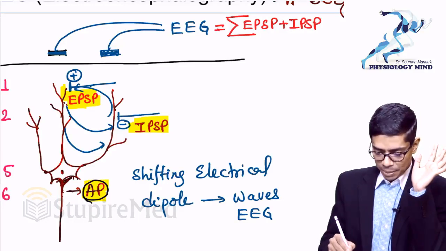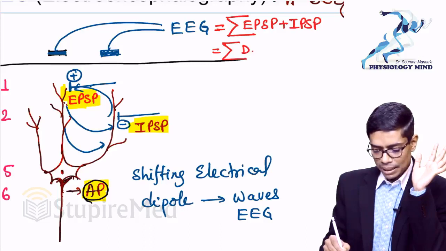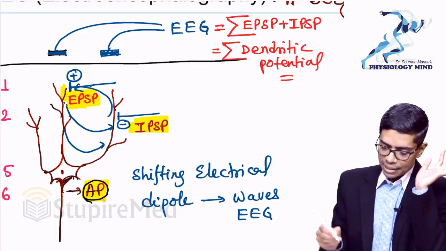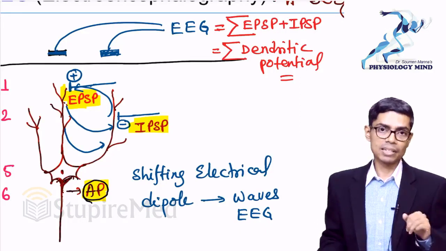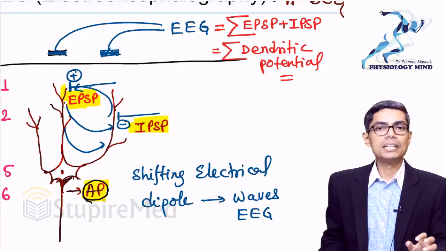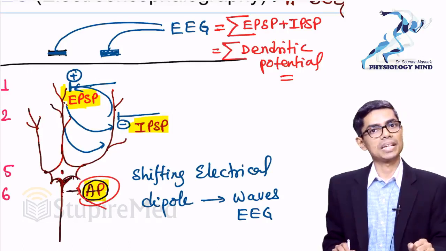So the EPSP, IPSP, what are they? They are nothing but dendritic potential. So that's why it is written that EEG is nothing but the summated version of all the dendritic potentials, or EPSP or IPSP. So they're the local potential basically. They are not the action potential, right?